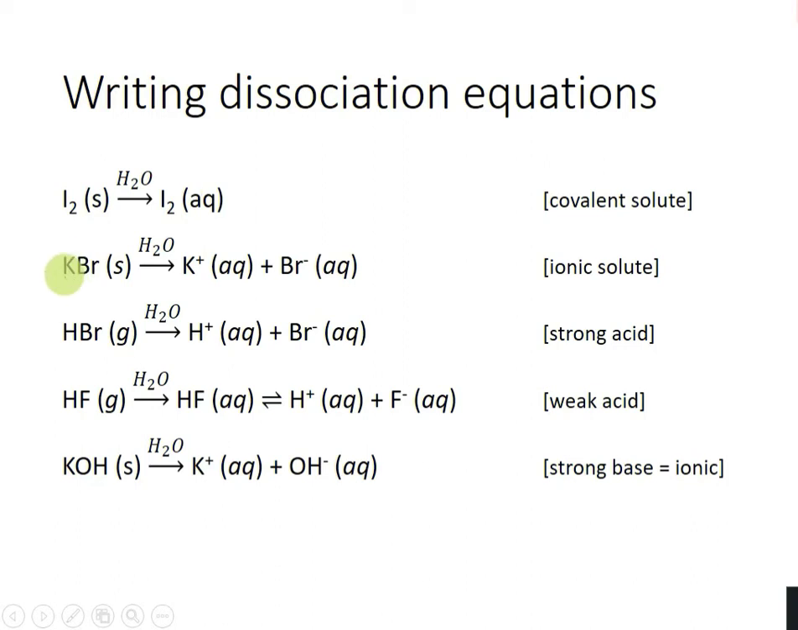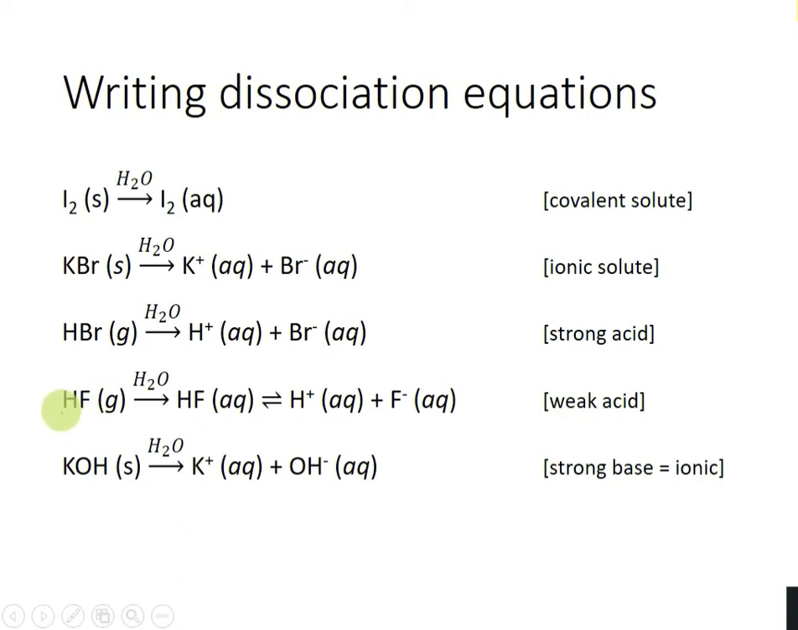KBr, well, this is a metal. Potassium's a metal. This is a nonmetal. So this is an ionic compound. Ionic compounds are going to dissociate. So I'm going to break it up into its potassium ion and its bromide ion. HBr, H is hydrogen. I see it's beginning with a hydrogen. This is an acid. I go check my list. HBr is one of the strong acids. So HBr is going to break up. It's going to fully dissociate. So I'm going to make a proton and bromide ion. Sometimes instead of writing the proton, we write it in its hydronium ion form, because as soon as this is formed, it's going to stick to a water and make hydronium ion.